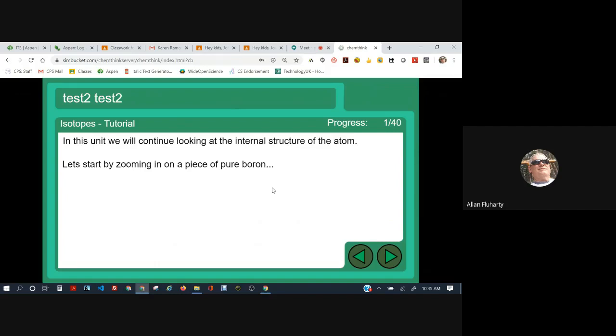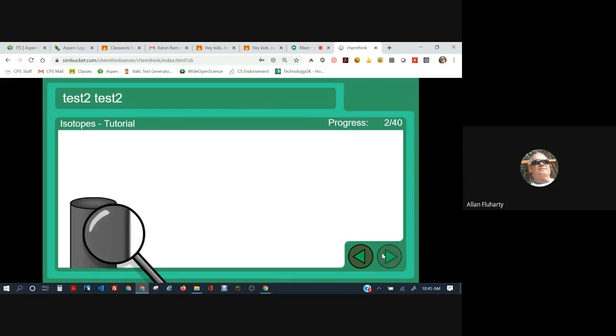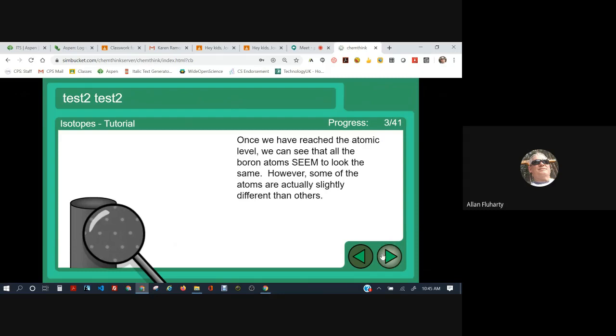In this unit, we will continue looking at the internal structure of the atom. So this takes us way back last year when we were talking about the parts of an atom. Let's try zooming in on a piece of pure boron. So boron is element, what is it? Element number 4 or 5? Not sure, but it's only got a few protons, neutrons, and electrons. Once we have reached the atomic level, we can see all the boron atoms seem to look the same. However, some of the atoms are actually slightly different than others. How's that?